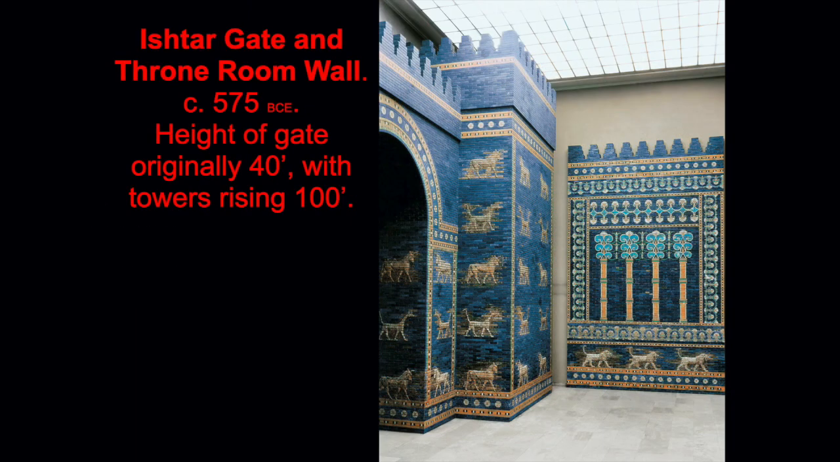One very impressive structure from the city of Babylon is the Ishtar Gate. And this was a city gate that was faced with blue glazed bricks that were molded into reliefs of animals or other decorative items. And it was one of the 8 gates that ringed the perimeter of Babylon.